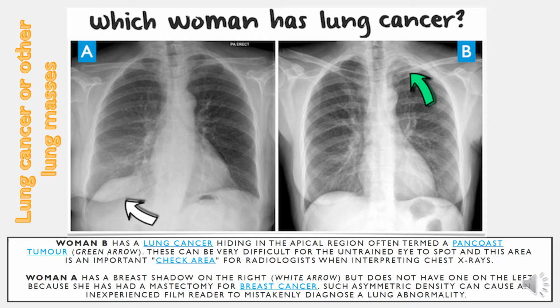On the other hand, picture B. The patient suffers from lung cancer hiding in the apical region, often termed a Pancoast tumor. Look at the green arrow. These can be very difficult to spot by the untrained eye, and this area is an important trick area for radiologists when interpreting chest X-ray.